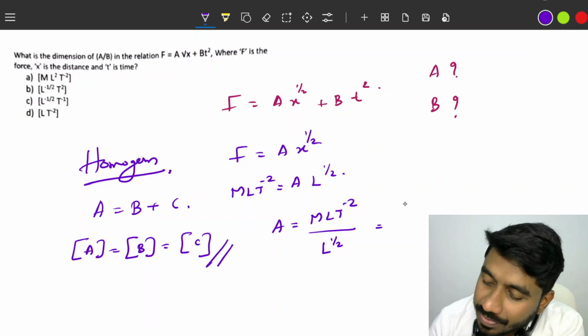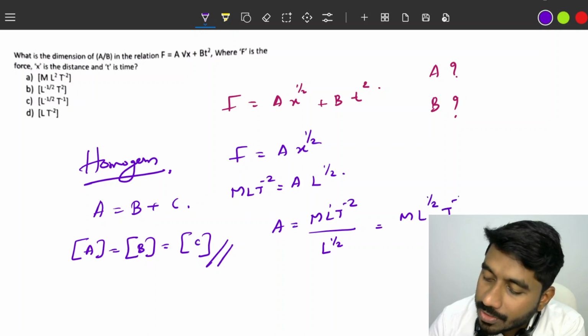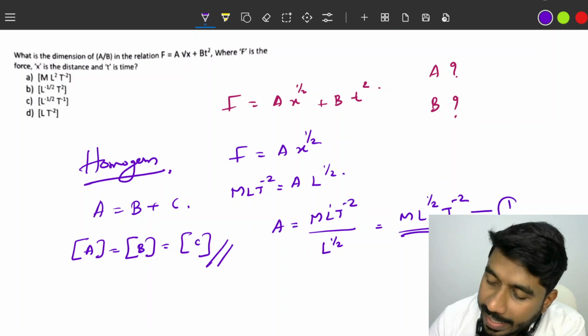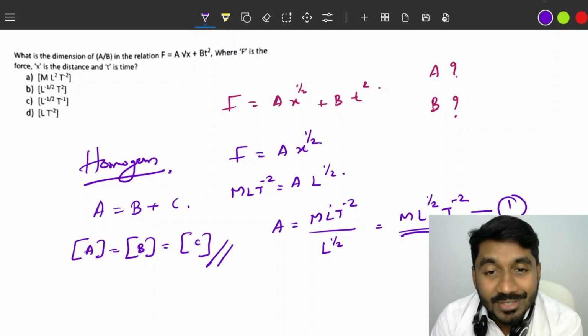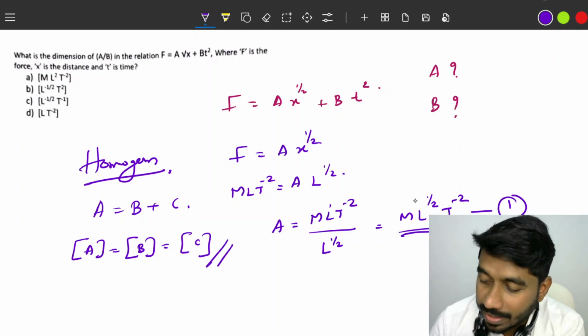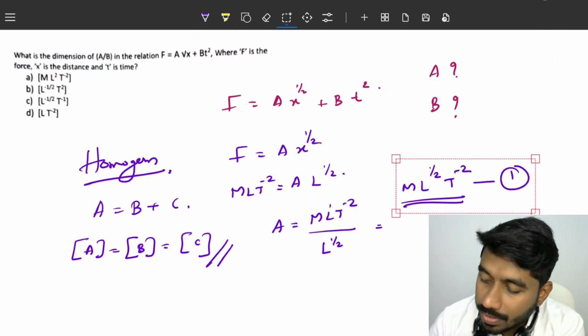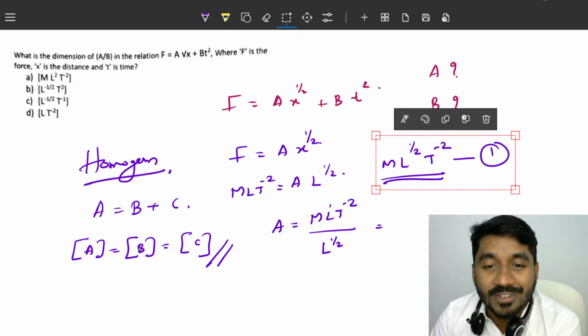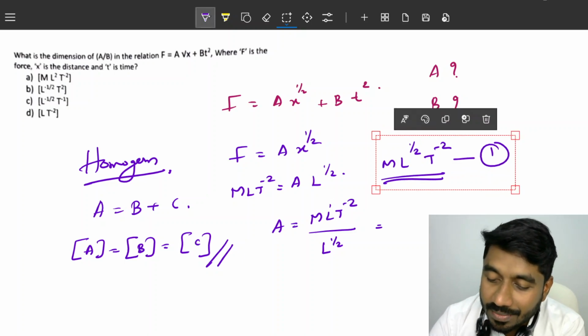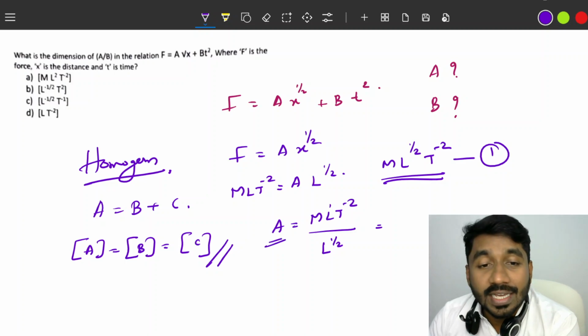So L raised to 1 minus 1 by 2 is 1 by 2, T raised to minus 2. We got the equation, let it be A. Okay, one second guys, so this is the final answer. This is not the final answer. We got the A from here. All right. Now we need to find B.